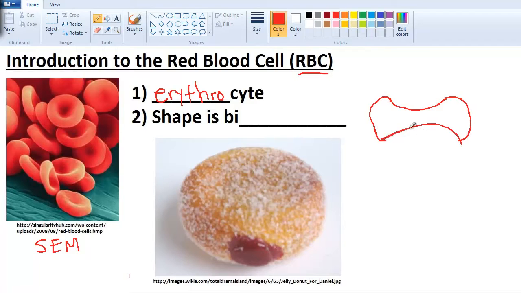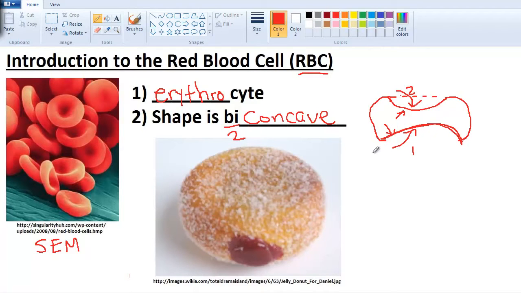So because this goes in, it's not called convex. Convex would be here and here. It's called concave because it's just like, pretend there used to be a wall right here, it just caved in, right? Both sides caved in. Bi means how many? Bi means 2. So 1 here, 2 here.